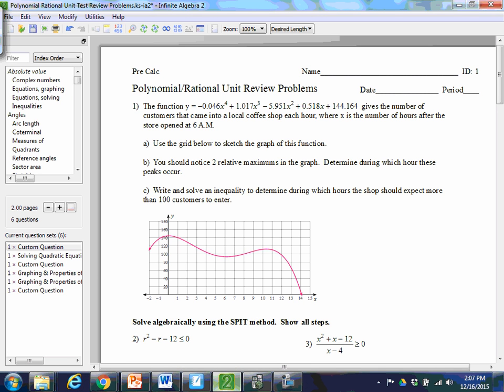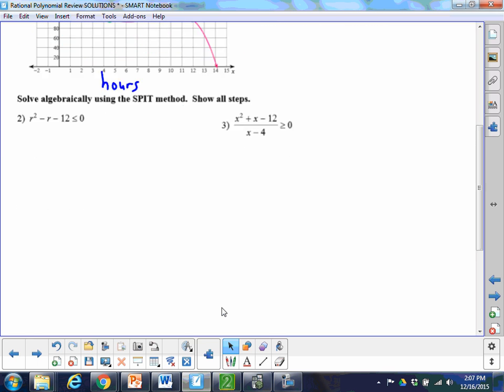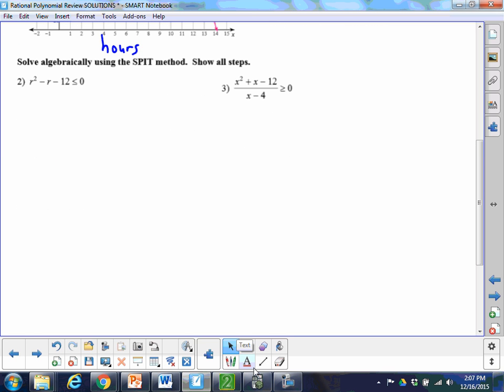Okay, the next two and 3 are more algebraic, less calculator use. You can still do some things on the calculator. So when I say spit method, I want to see the process where you solve it, you plot them, and you do an interval test.